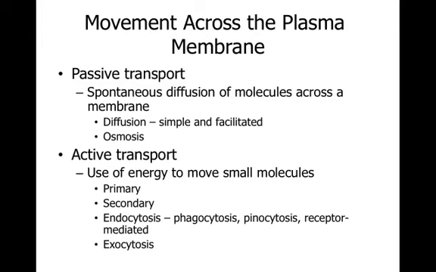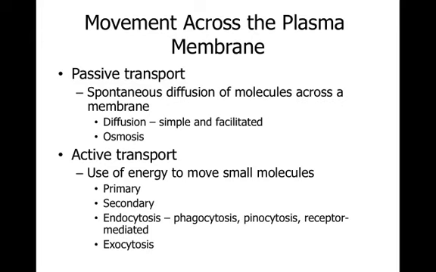Passive transport, as it sounds, is very passive. It is a spontaneous diffusion of molecules across a membrane. It does not take any energy, it just kind of happens on its own. It's a passive process. We'll look at a couple different examples of that. One, we'll look at diffusion. We'll actually look at two types of diffusion, simple diffusion and facilitated diffusion. And then we'll also look at osmosis. So both types of diffusion and our one type of osmosis are types of passive transport that just occur on their own or are spontaneous.